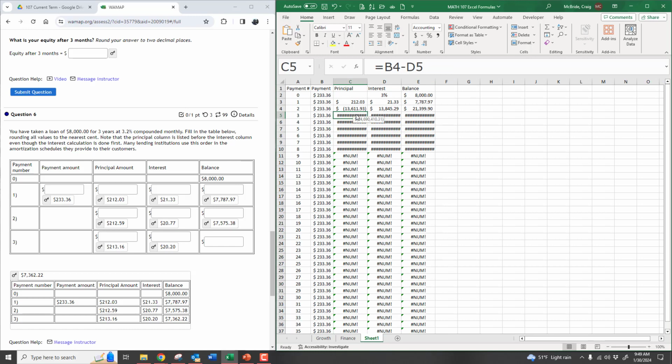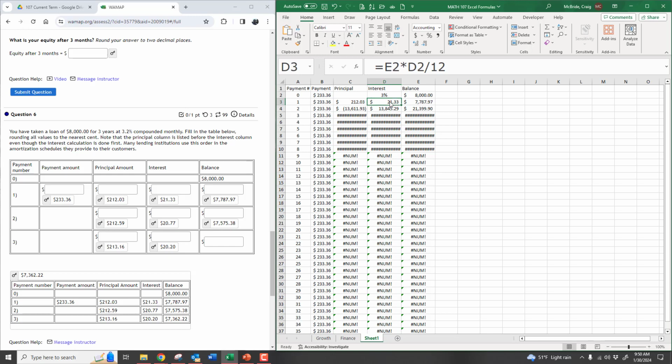Right off the bat, it doesn't seem to want to do the right thing. All right. So we've got some weird stuff going on. Well, the problem is that we defined this cell to use the cell above it as the interest rate. So now when we get here, it's taking this cell and using the cell above it for its interest rate. And that's why things are getting really big and out of whack and numbers aren't working.